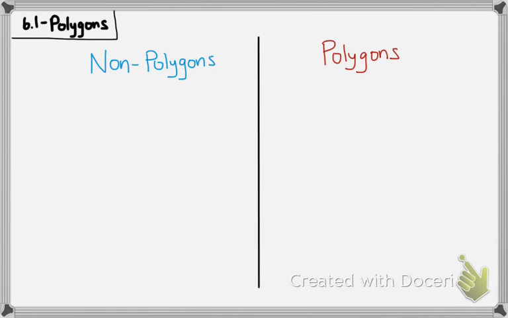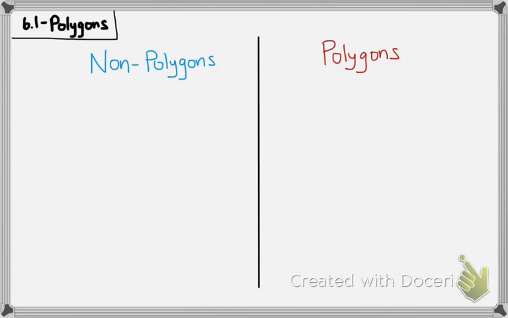Okay, so let's first look at what are non-polygons. Tell me some characteristics that you guys know would make something not a polygon. Fletcher? A polygon can have 3 sides. Or, I mean, if it's not closed. If it's not closed. So I think what he's saying is if it has less than 3 sides, right?